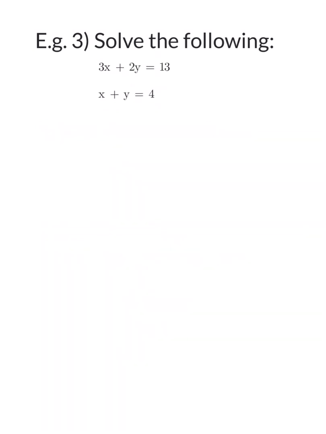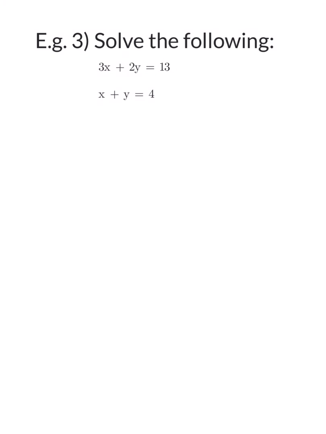Now for our third example. In this example, notice that if we were to add the two equations, we get 4x plus 3y equals 17. So we haven't eliminated either of the variables. Try subtracting. So we get 2x plus y equals 9. And once again, we haven't eliminated.